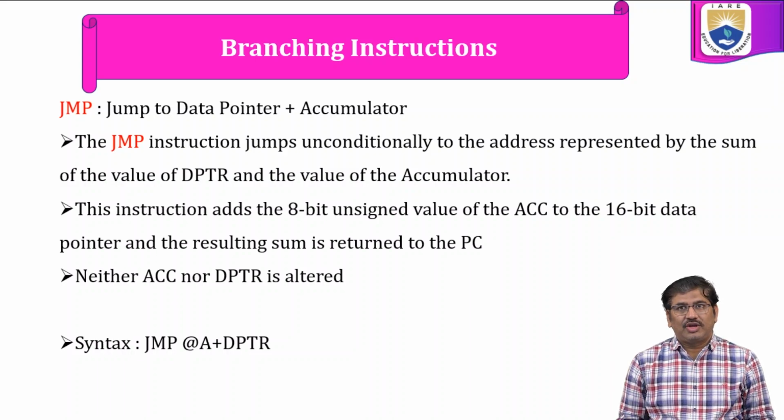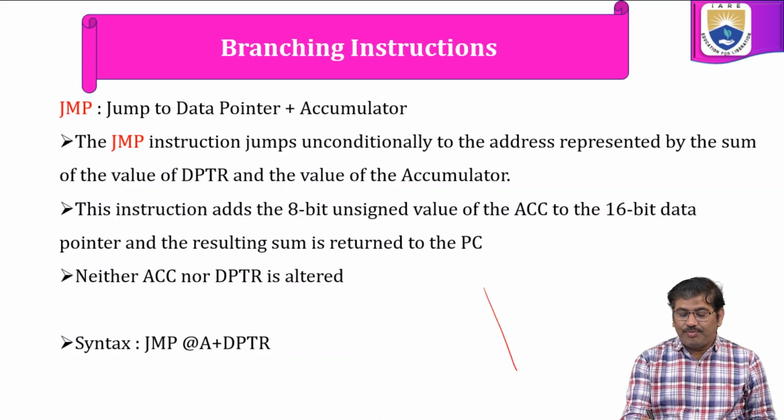Neither the accumulator nor the data pointer will be altered after executing this instruction. The syntax of the instruction is JMP @A+DPTR. It is an indirect way of mentioning the address. The address will be calculated by adding the accumulator contents to the DPTR register contents.